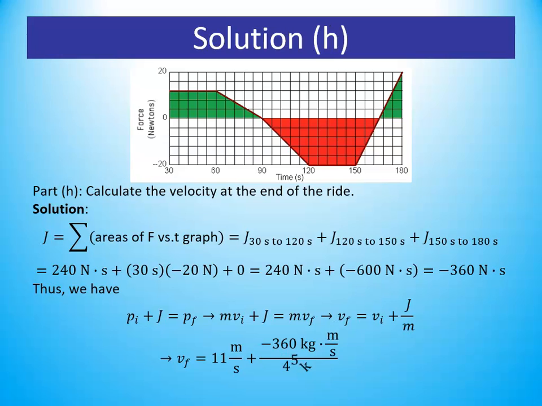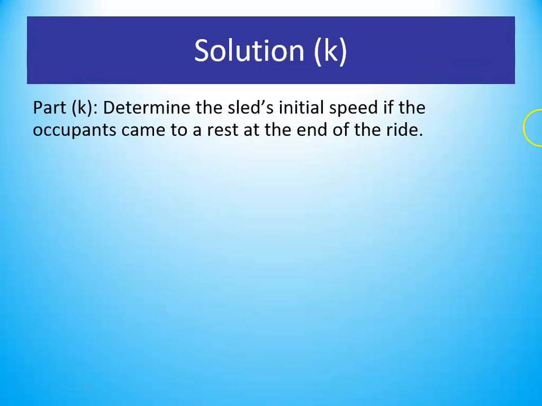And then you plug in your numbers. We already know that 360 divided by 45 is 8, but this time there's a negative sign tacked on. So V final is 11 meters per second minus 8 meters per second. That is 3 meters per second. So at the end of the ride, they're still going 3 meters per second, which is like 7 miles an hour. Okay, now, what would the sled's initial speed have had to be if we wanted them to come to rest at the end of the ride?